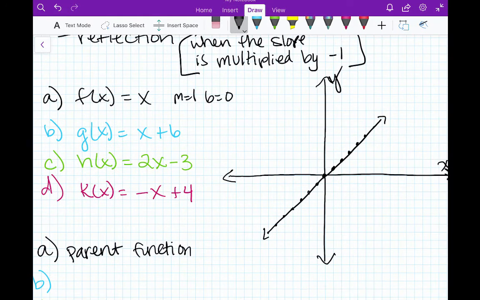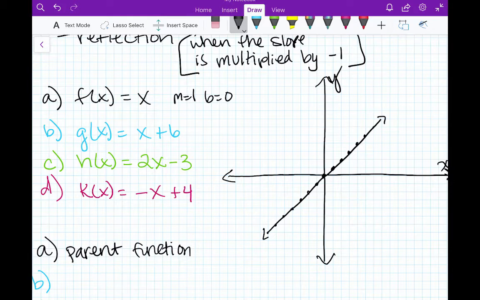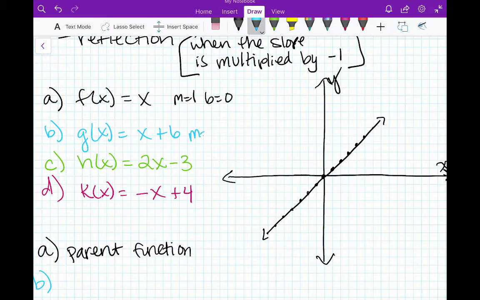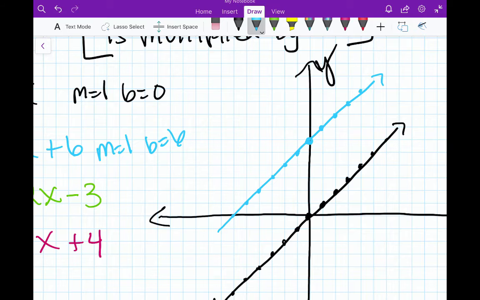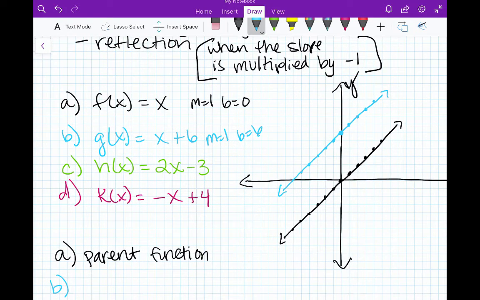So we're going to look at these other functions in relation to the parent function and talk about the transformations that are happening. So our next function is g of x equals x plus 6. G would be the name of the function. Remember, g of x just represents y, but the name of the function is g. So the slope of this function is 1, and the y-intercept is 6. So on my graph, I'm going to start on the y-axis at positive 6, and I'm going to go up 1 over 1. Or I can also go down 1 over 1 to the left. Again, making sure it's a positive slope. You should notice that these lines are parallel because they have the same slope.